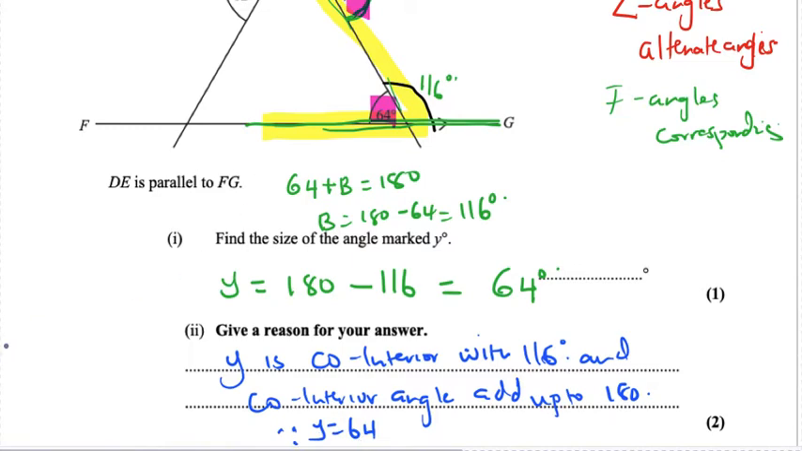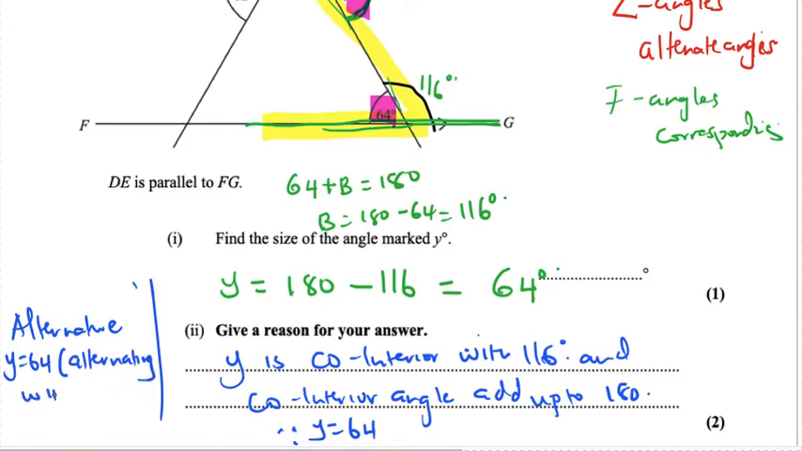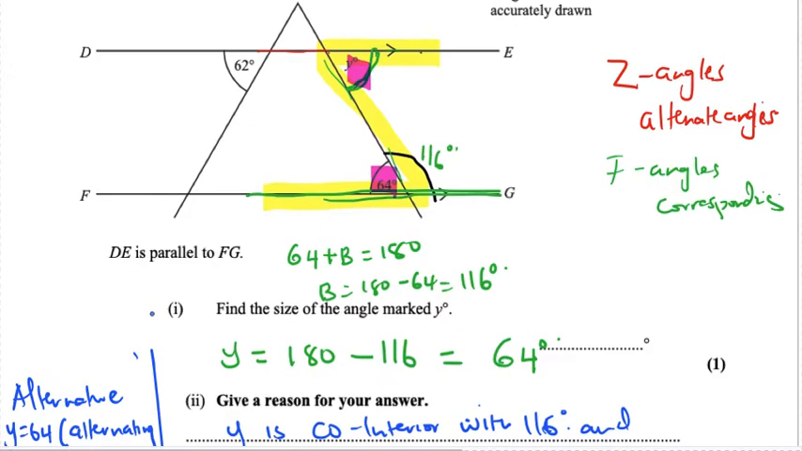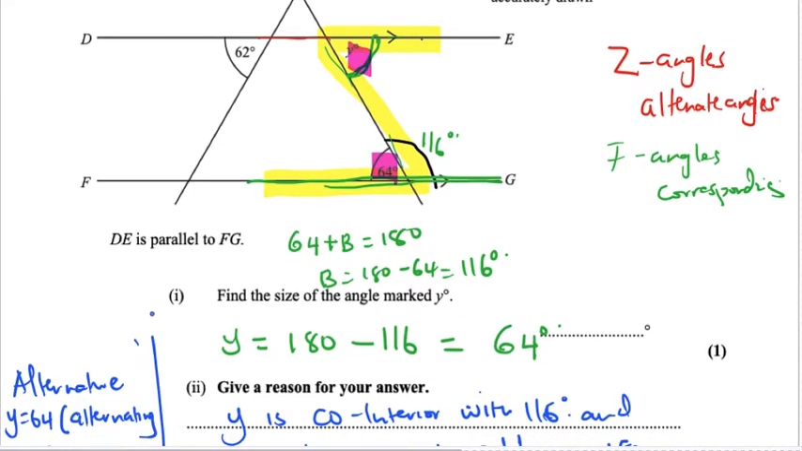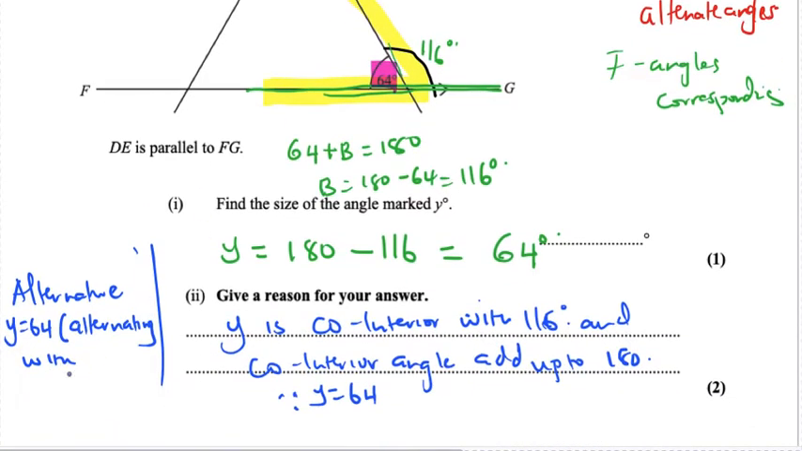Alternatively, you could say y is 64, and then the reason will be alternating with which angle? With 64 itself. So this here is an alternative explanation. I hope you got it and you understood.